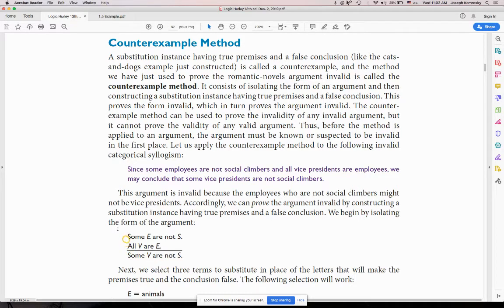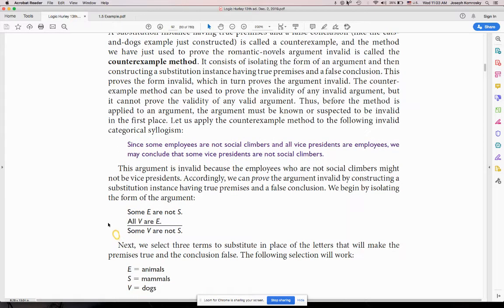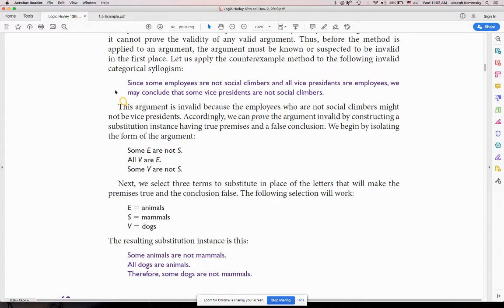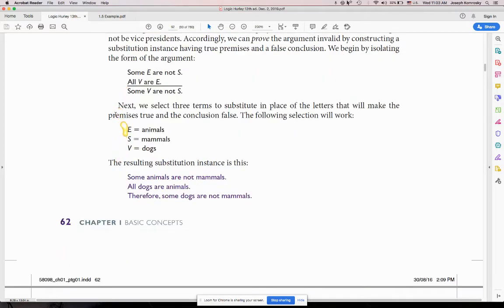Okay, why do we do this? We take a normal argument, we symbolize it, and then he's going to say, look, you actually don't have to know anything about employees, social climbers, vice presidents, businesses. Let's just say that for some of you, that's just too complex. He's going to say, no problem. Let's make it real simple and use things that we really understand. We understand animals, mammals, dogs, fish, right? He's going to say, take these letters that we have up here and symbolize them for these. So make these two premises true by using these substitutions.